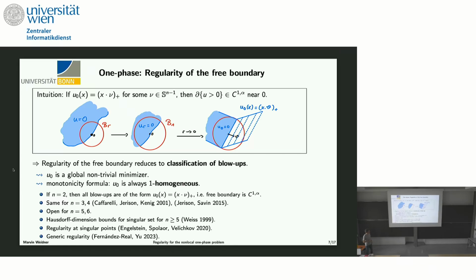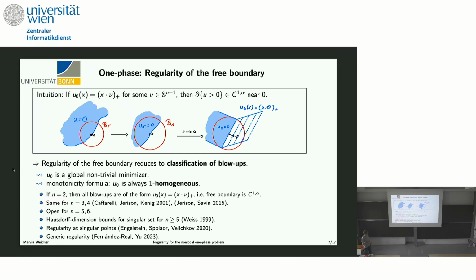Then in higher dimensions, you can still prove Hausdorff dimension bounds for the singular set by some dimension reduction arguments. And also you can study, that was something that Xavi was briefly announcing to us yesterday, you can study generic regularity of these one-phase problems too, of course. So you can study how big the singular set is generically.